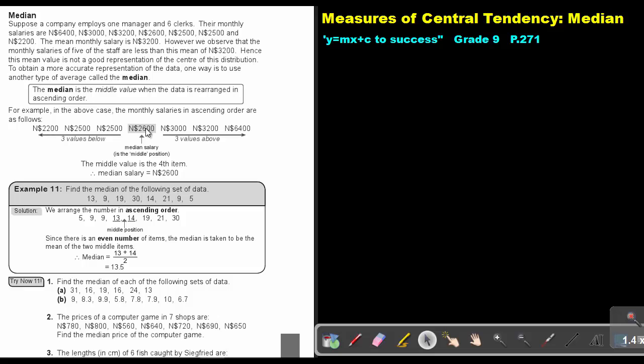Now you can determine which value is in the middle. 3 on that side, 3 on that side, 1 is in the middle. So the median salary is in the middle position. The middle value is the 4th item. So the median salary is 2,600.